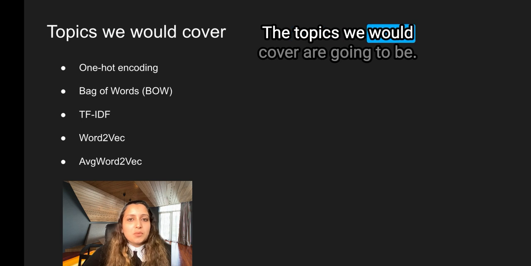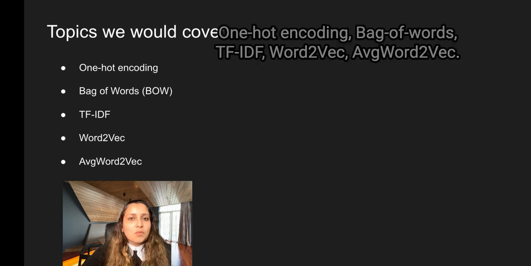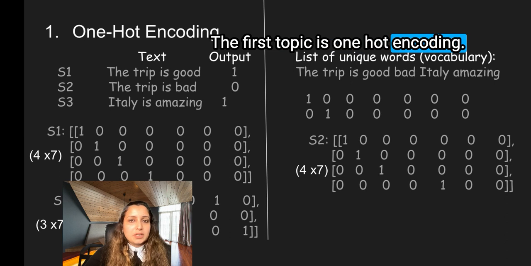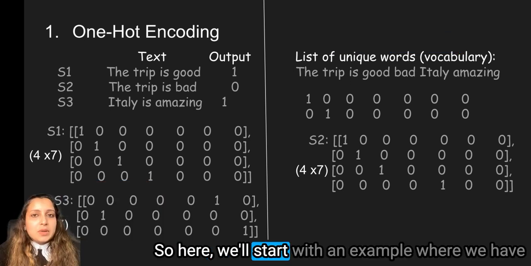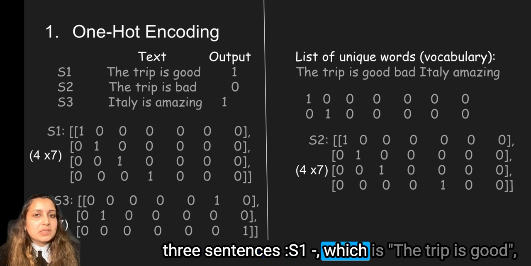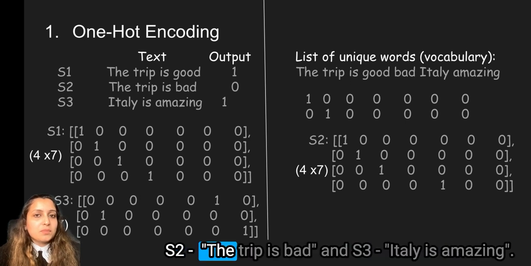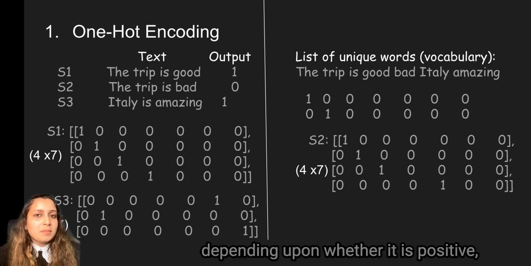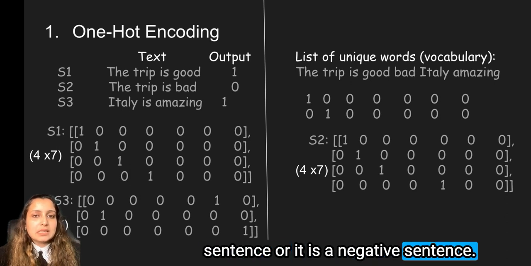The topics we would cover are going to be one-hot encoding, bag of words, TF-IDF, word to vec, average word to vec. The first topic is one-hot encoding. So here we'll start with an example where we have 3 sentences, S1 which is the trip is good, S2 the trip is bad, and S3 Italy is amazing. Now the output for them is 1, 0, 1 depending upon whether it is positive sentence or it is a negative sentence.